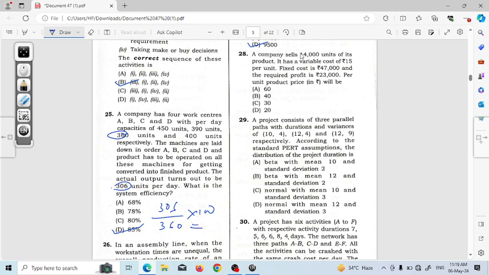Next, a company sells 14,000 units of its product. It has a variable cost of 15 rupees per unit. Fixed cost is 47,000 and the required profit is 23,000. The per unit product price will be?